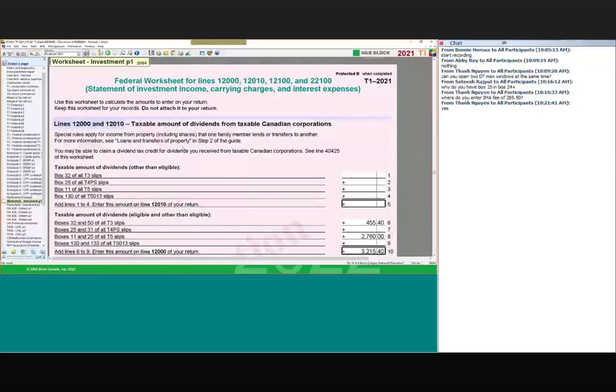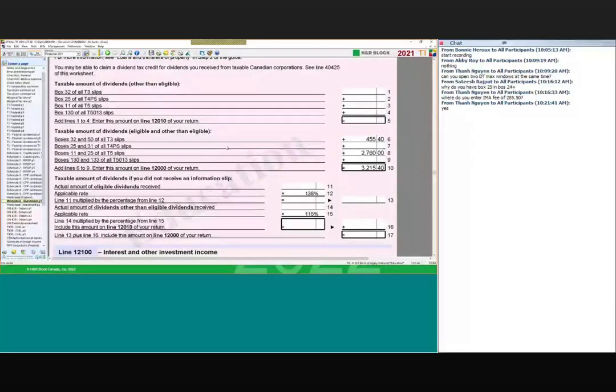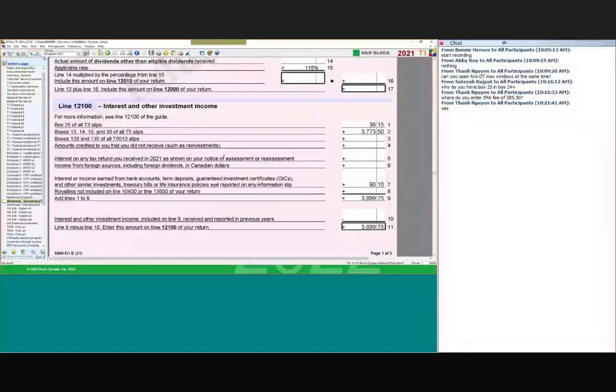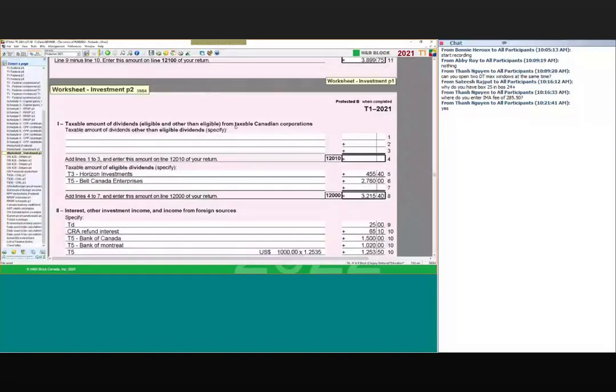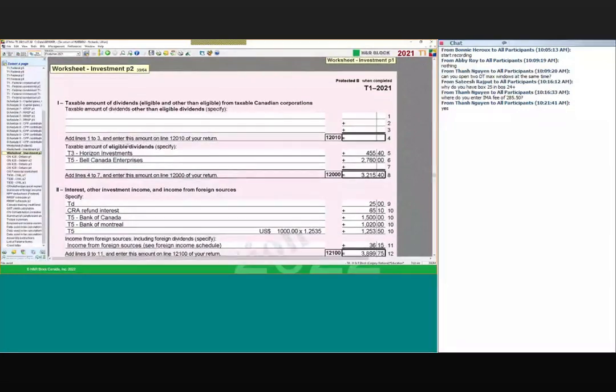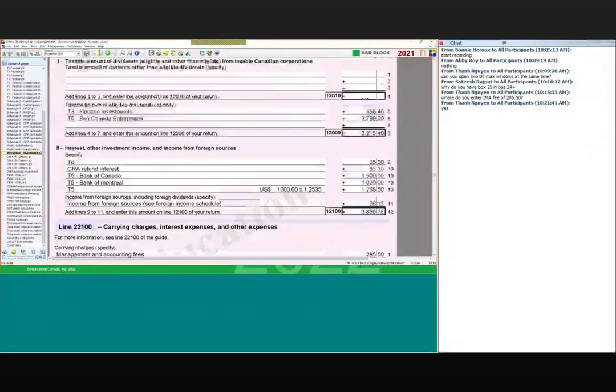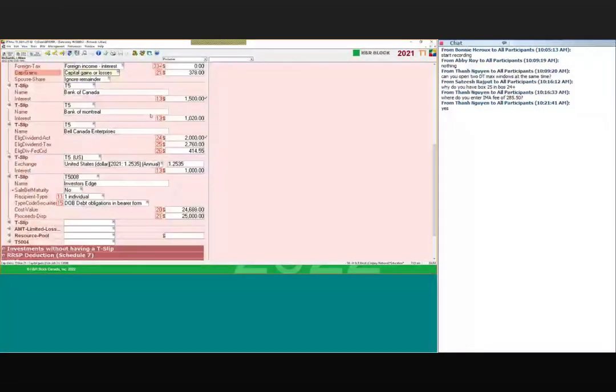Let's just go to her investment worksheet. Now you're going to not have as many entries as I do, but we put in her box 21 so we can see some of the investment income. We can see the box 25 is here, and we can see all of her investment income. Oh, here we go. So we go to here, and we can see T3 Horizon investment. So this is eligible dividends. You can see that it's the taxable dividends, and I think that's the only thing from that T3 on there.